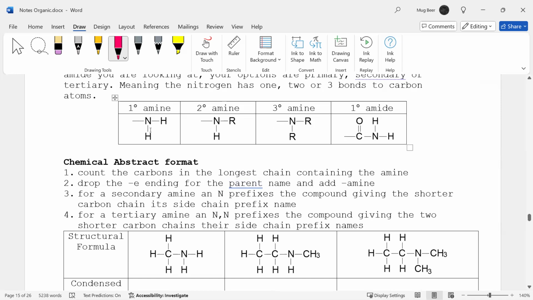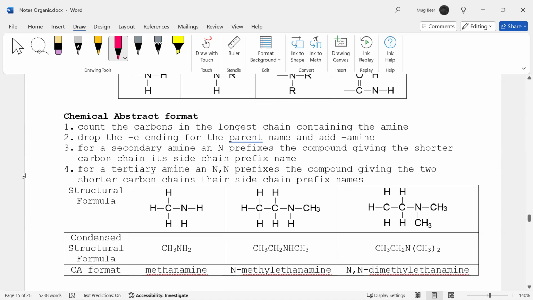So first off, we have different versions of the amine and the amide. There's a primary amide, primary amine, a secondary amine, and a tertiary amine. What those things are referring to is the number of carbons that they're connected to. So the primary amine is connected to 1 carbon, the secondary amine is connected to 2 carbons, and the tertiary amine is connected to 3 carbons. And that one on the end there is an amide, and it's a primary amide because it's connected to just 1 other carbon.